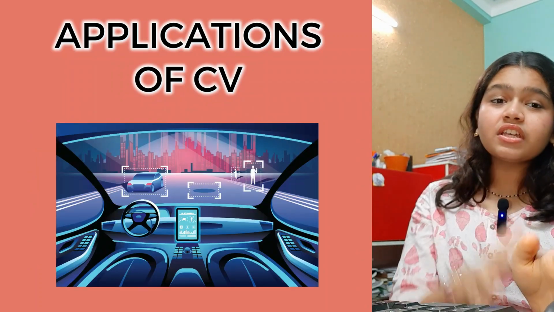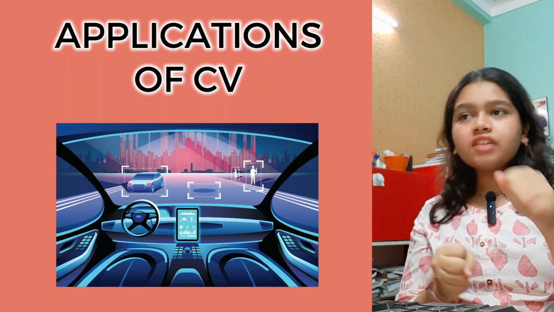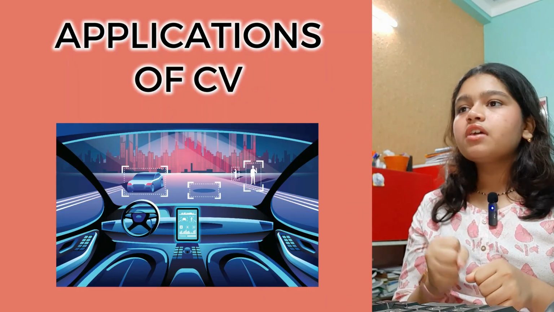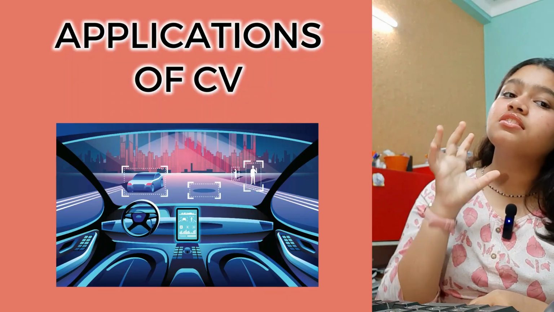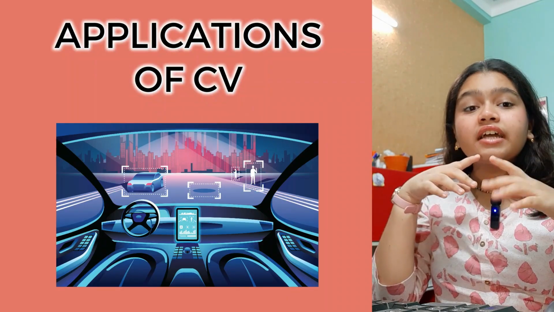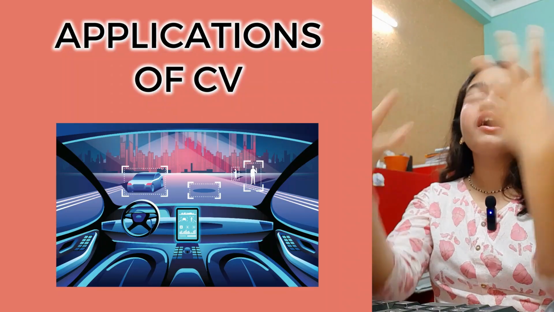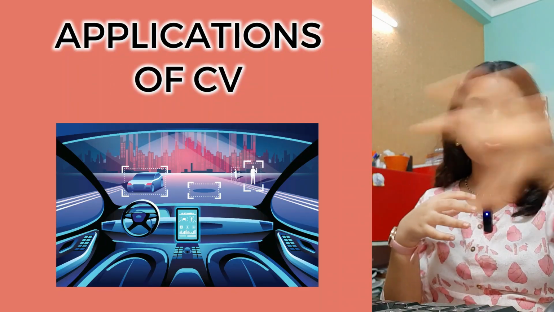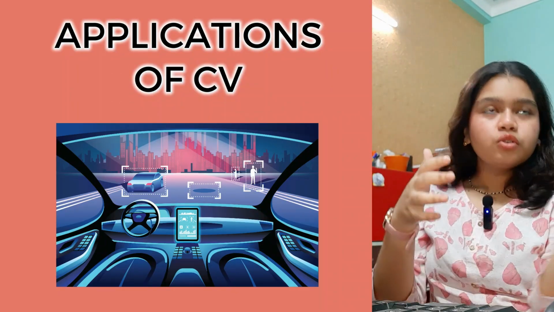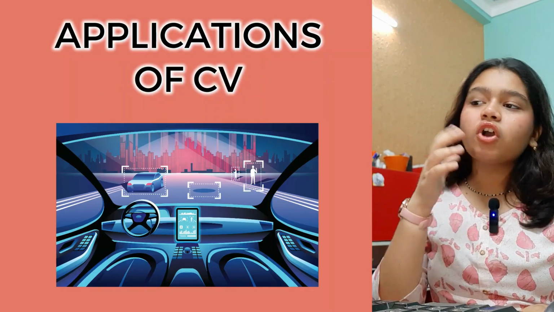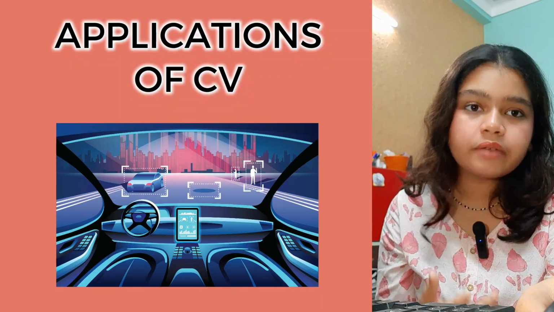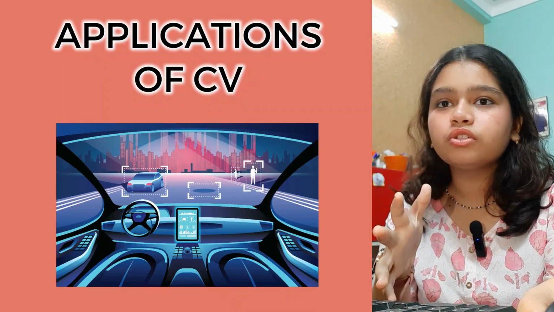Then we have self-driving cars. When the car is driving itself, computer vision acts as the eyes of the car. It can detect the cars in front. It can detect if any pedestrian is walking by, or if any lane is there. So using object detection and segmentation, this can be achieved. Traffic signals it can also detect.